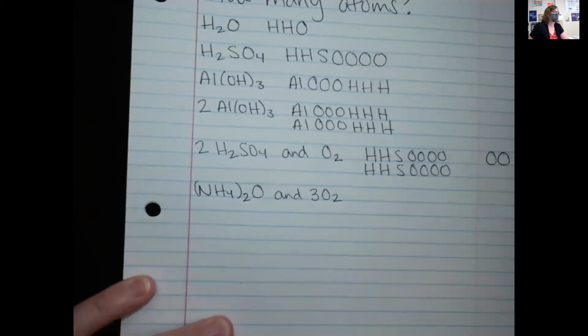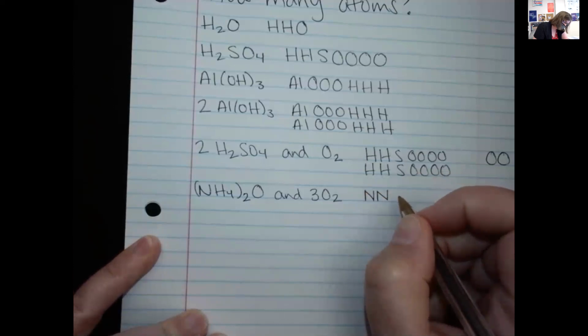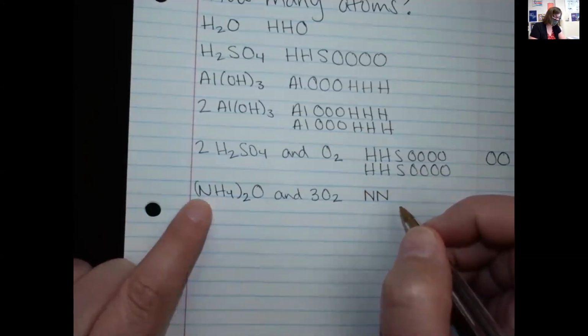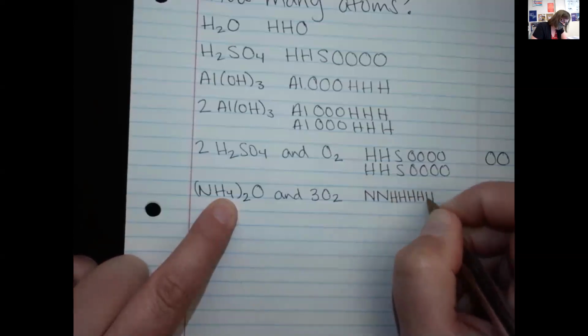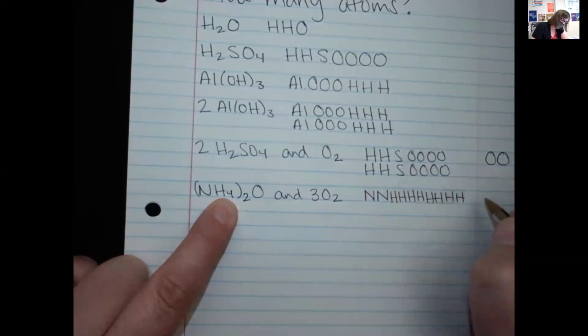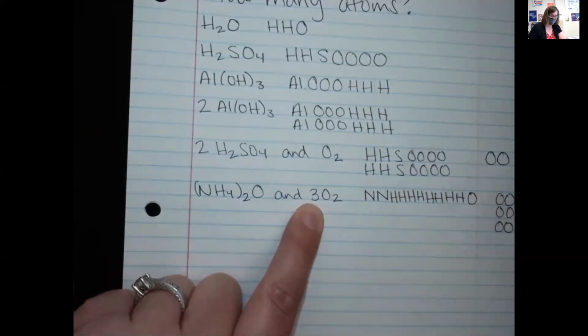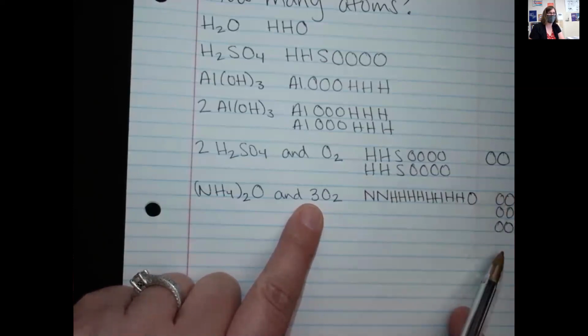Can someone tell me what you wrote for this one? Anyone feeling brave? Jackson? Wait, how many hydrogens? No, not 2. How many hydrogens? 8. Because it's NH4 twice. As long as you know how to do it, that's what we really care about. So 2 N's, 8 H's, and O, and then 3 pairs of O's. So total, we had 2 N's, we had 8 H's, and we had 7 oxygens.